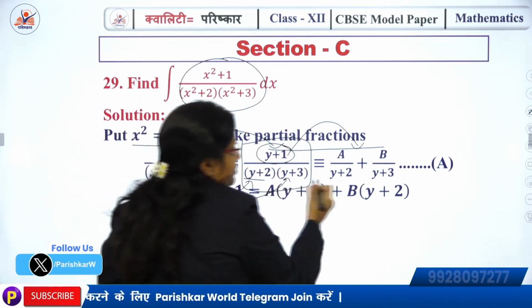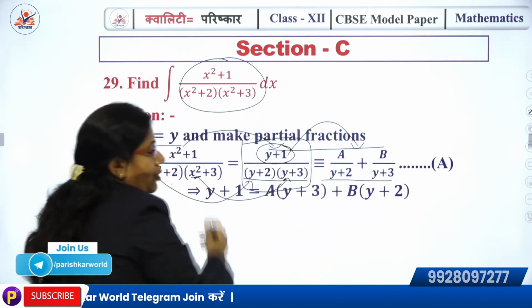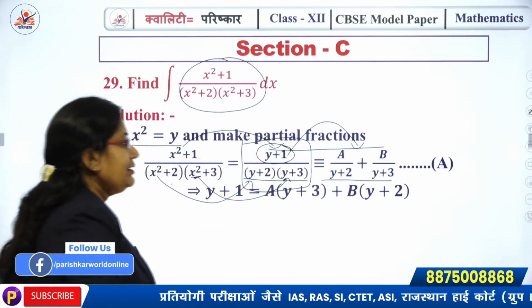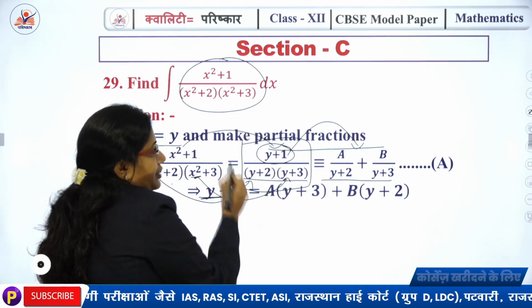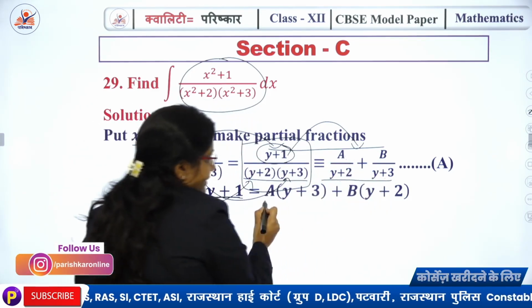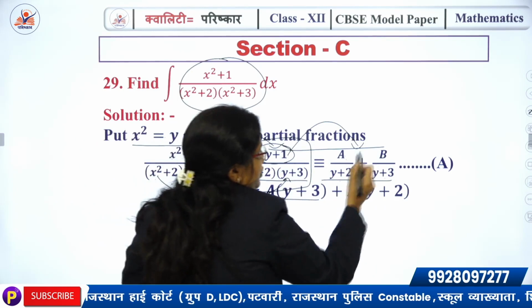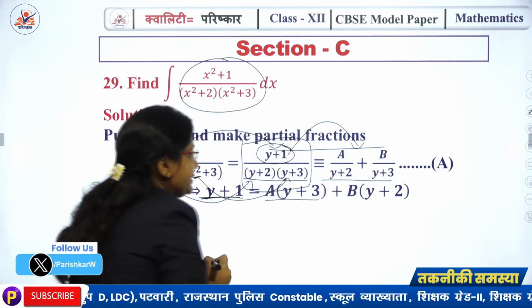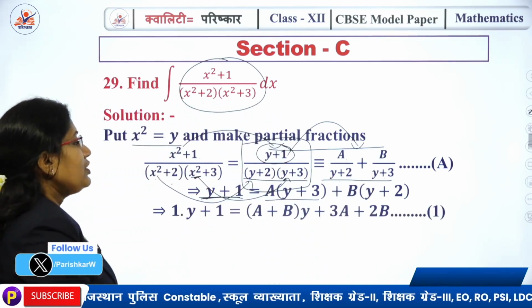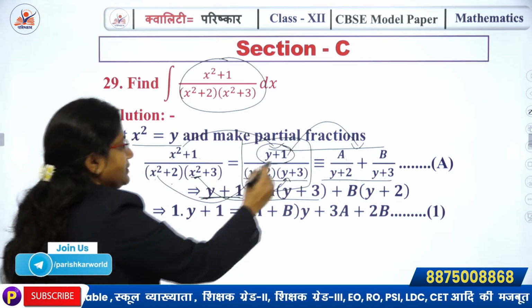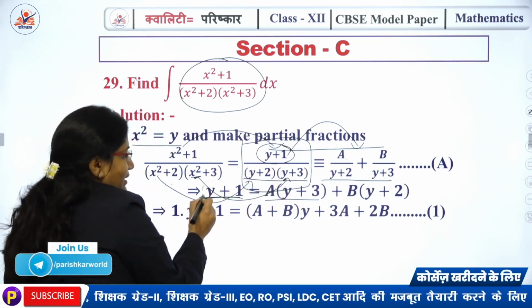After taking LCM on both sides, we will cancel out the denominator part of equation number a, and the remaining term will be y plus 1 equals a into y plus 3, and b into y plus 2. Clear, students? So on comparing both sides, the coefficient of y is equal to 1.